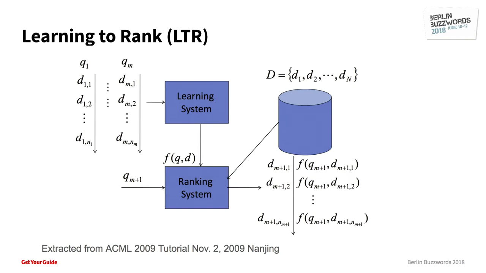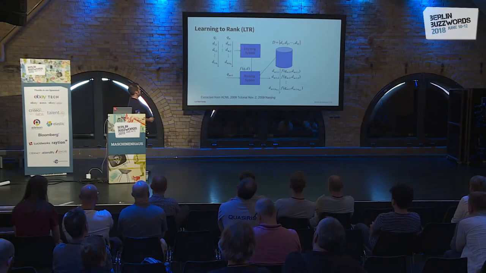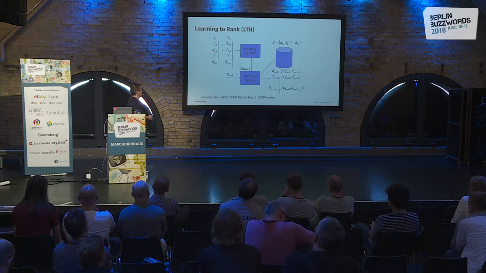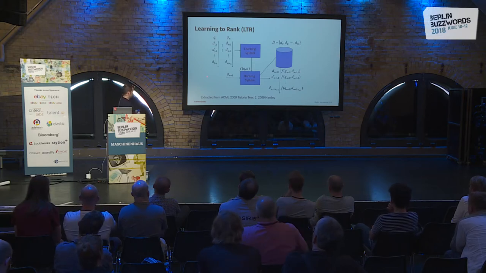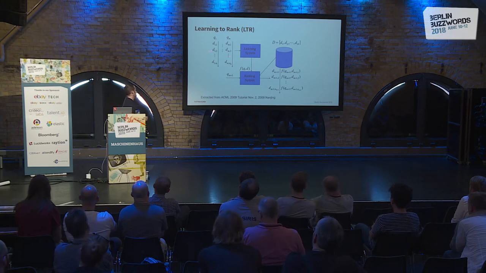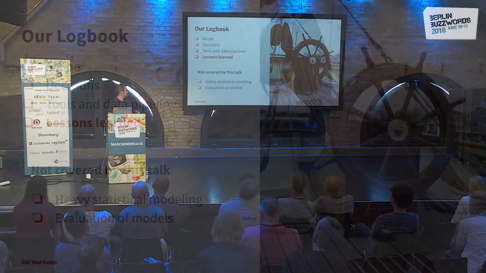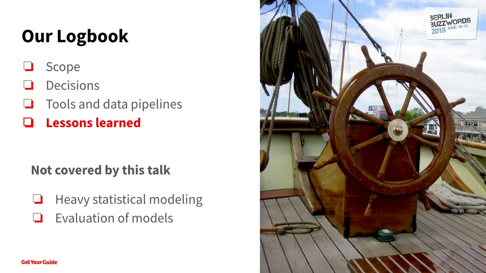For those who don't know learn to rank, only a very brief introduction here. If you consider this a search engine, you have documents here. A pretty standard search system receives a query, then you have to fetch the documents, and then you somehow apply some formula to order those documents. When we talk about learn to rank, we have a component, a learning system, that knows from your past data how to rank a set of documents for a particular query. So when your query comes in, we know what model to use, and then you use this model to rank the results.